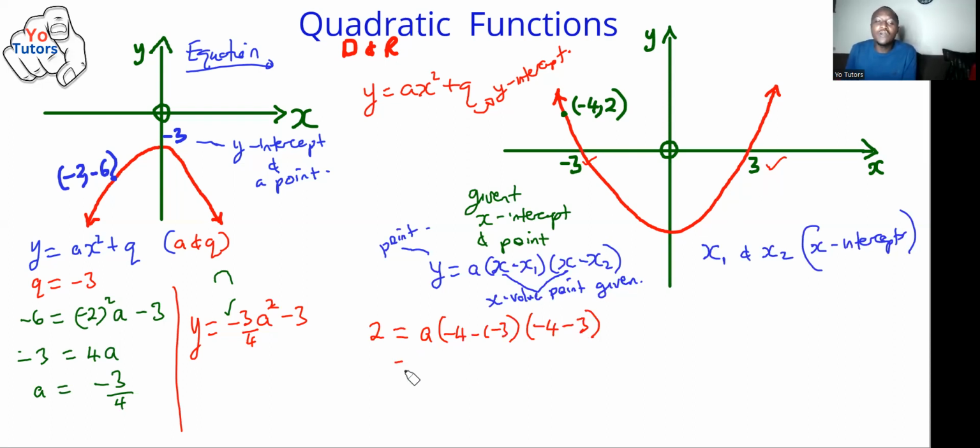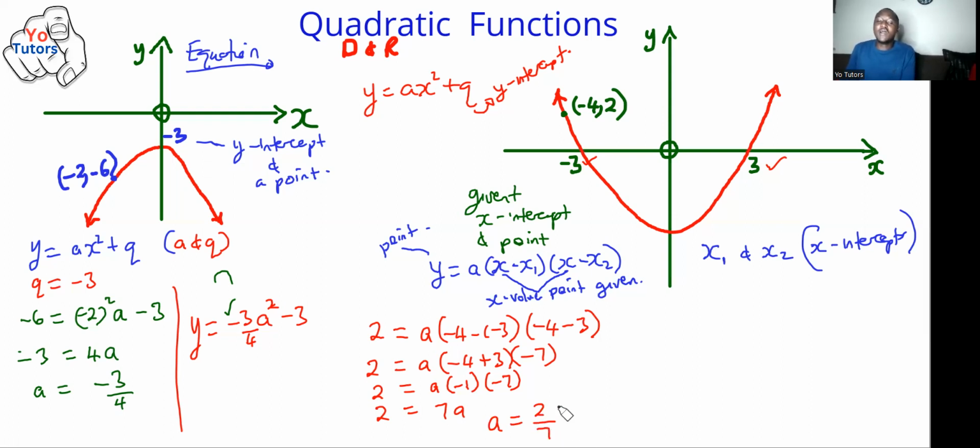Now, what are we going to do now? We're going to say, okay, 2 is equal to a, negative 4 plus 3, negative 4 minus 3. So in this case, we are going to get negative 1 here, and here we are going to get negative 7, and there is going to be 2. Then it's going to be positive, so it's going to be 7a equal to 2. Then what is our a now? Our a is equal to 2 over 7.